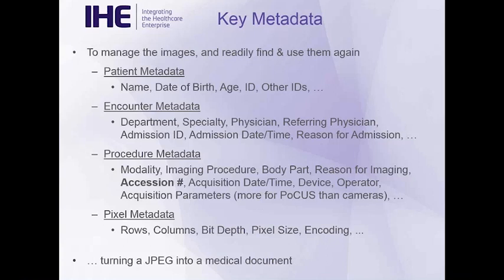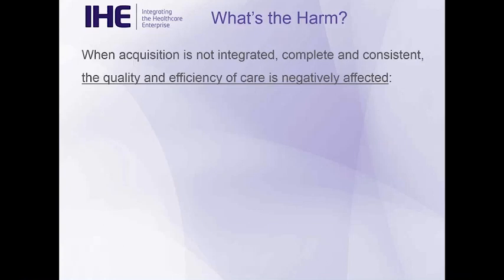And then finally, the pixel metadata. The pixel metadata is the part that even regular digital cameras typically do a good job of. You'll know the rows, the columns, the pixel size. If you want real-world spacing, then you get into putting calibration objects in the field of view and the like. So there'll be some procedural things for some of your imaging you'll want to get into. But ultimately, what we're trying to do is turn a JPEG into a medical document. Let's make this a real part of the medical record.